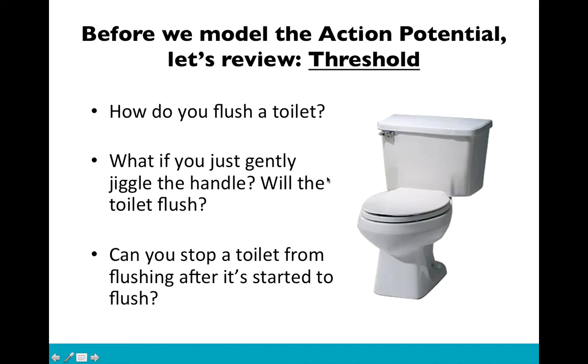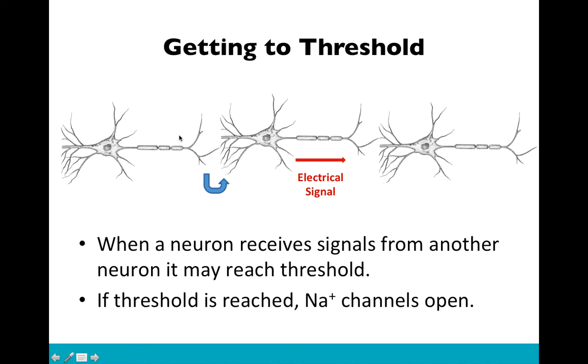Then it flushes. Can you stop a toilet from flushing after it started? Well, no. Once it starts, you can't stop. That's threshold. You have to reach a specific level, but once you get there, you can't stop it anymore. That's really similar to how neurons work. Neurons get to threshold when they receive signals from another neuron. When it gets to threshold, it will send an electrical signal.